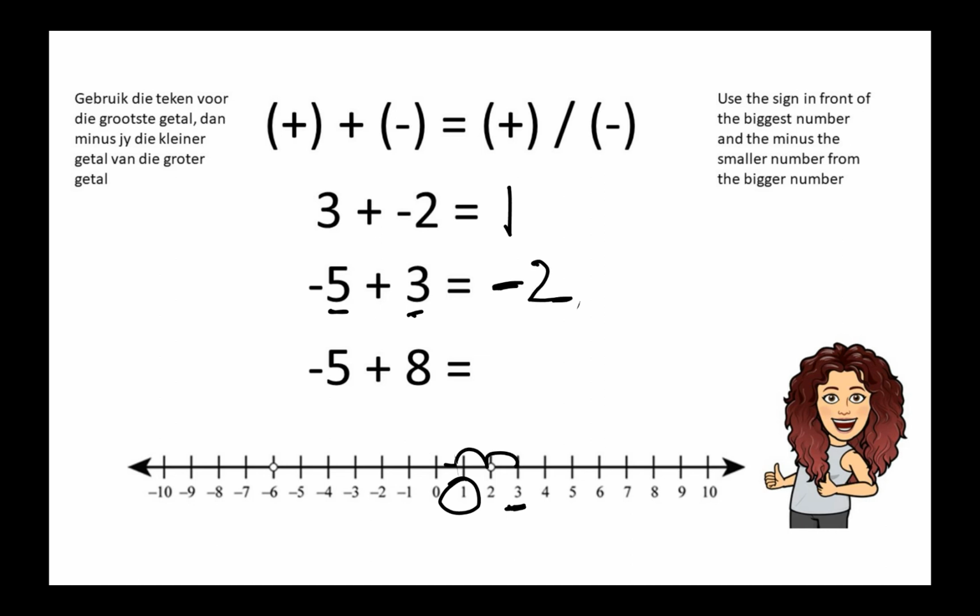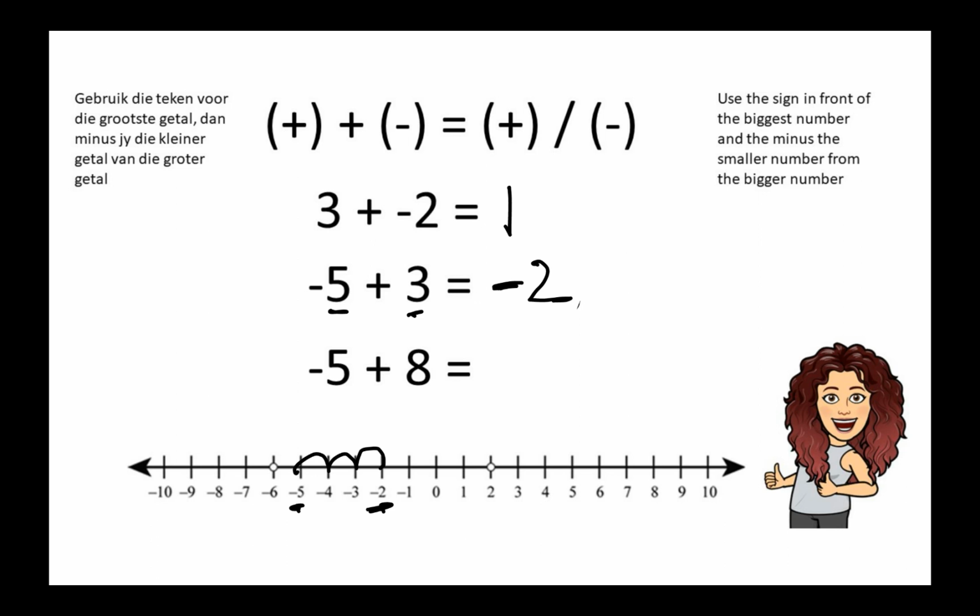Now you can test that on your number line as well, just to see if you're correct. I said I start at -5, and then, in other words, I've got 5 Rand debt. I get 1, 2, 3 Rand, and now I only have 2 Rand debt. So the answer is -2. Let's look at the next one.